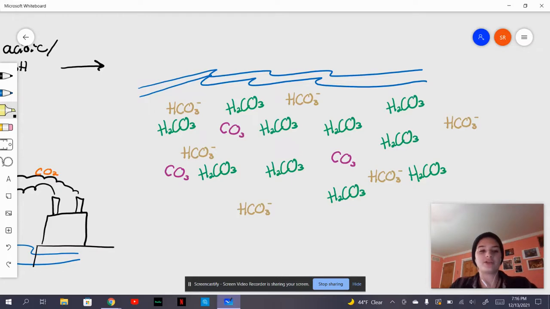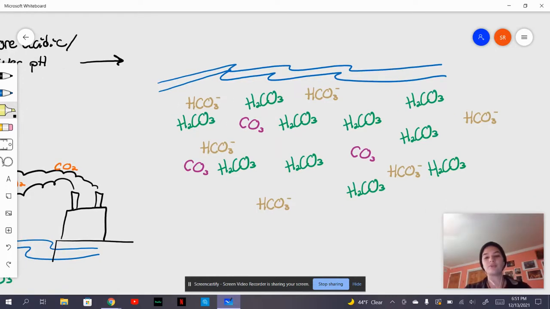So this can be very detrimental to a lot of marine life because the ocean has a very stable pH, typically 8.2. Most marine organisms are only adapted to survive within that very narrow pH range that the ocean typically has. So if the pH consistently stays lower and the ocean is more acidic, it can detrimentally affect most marine life.